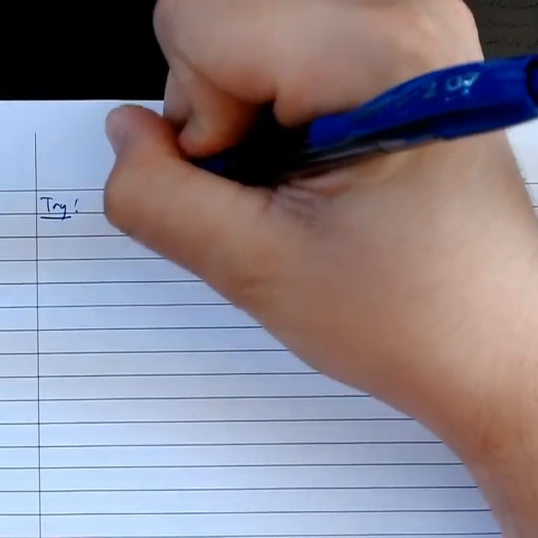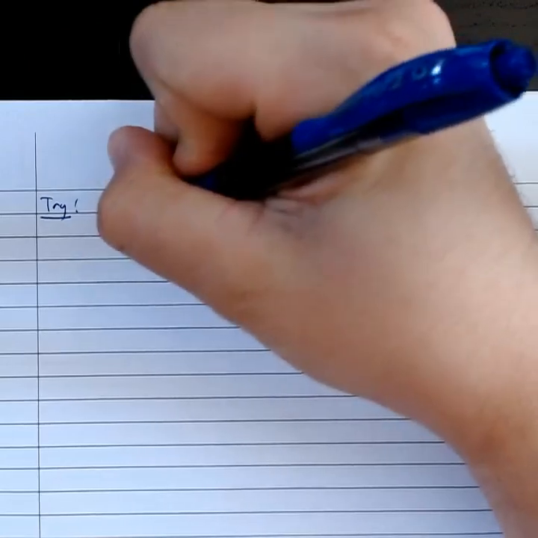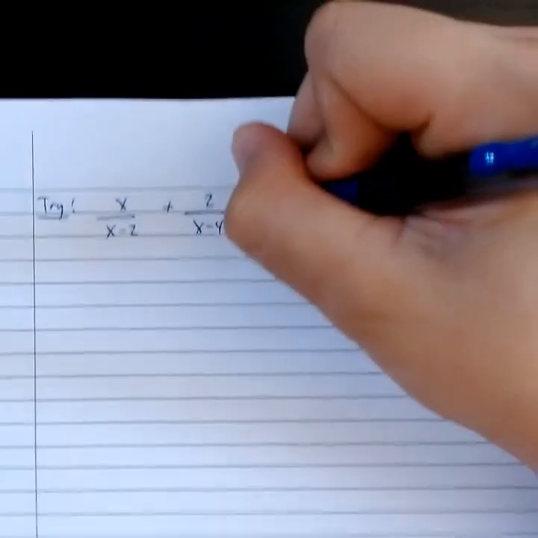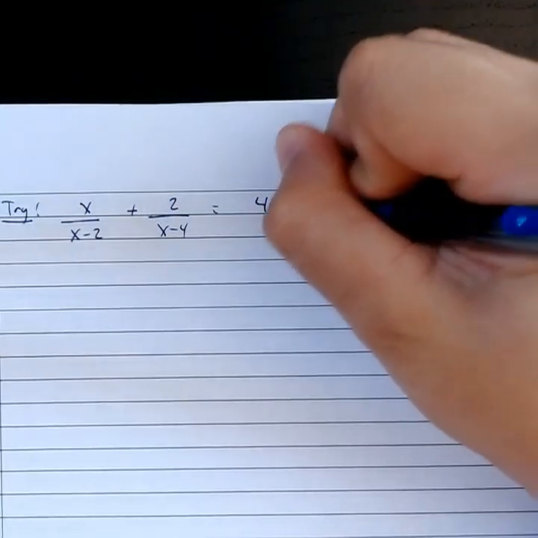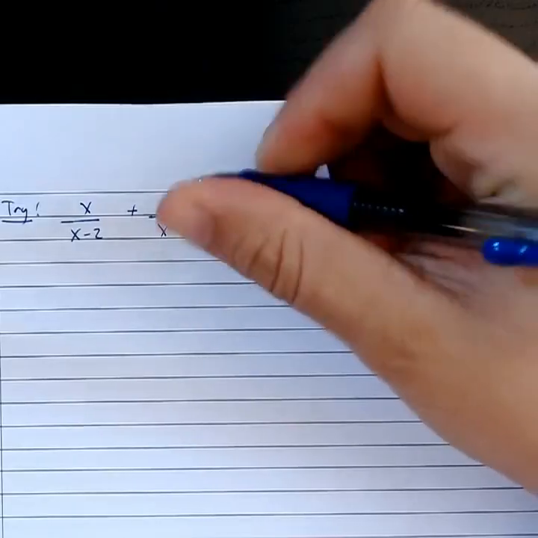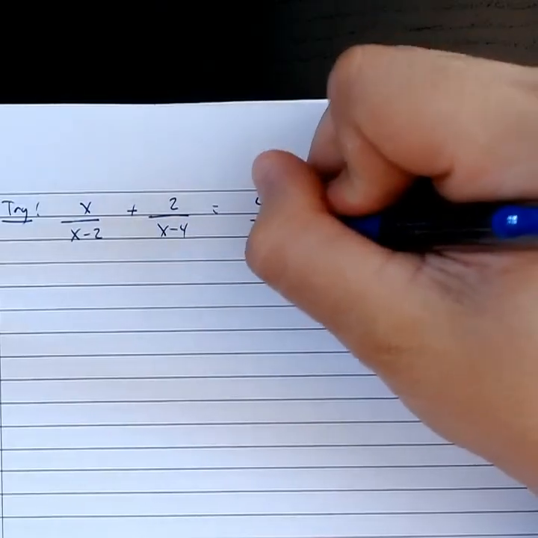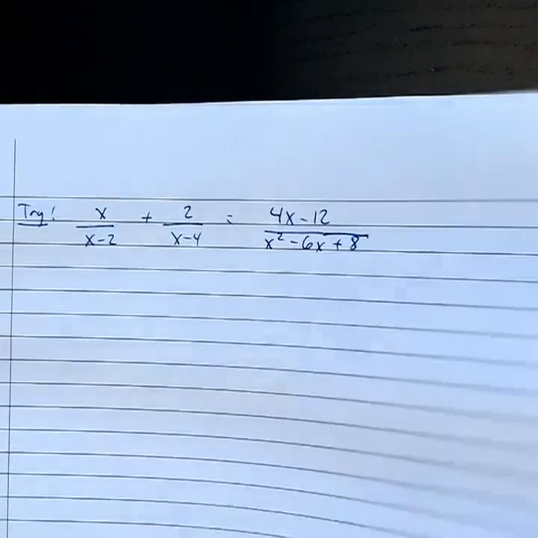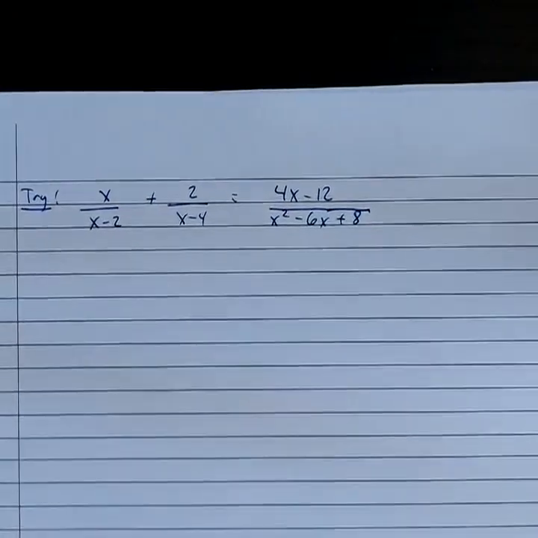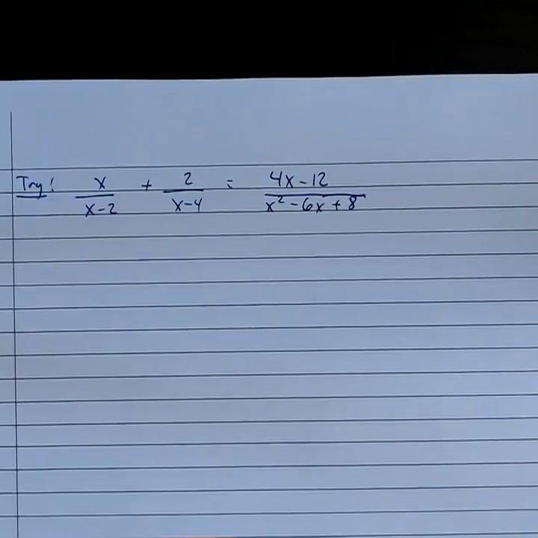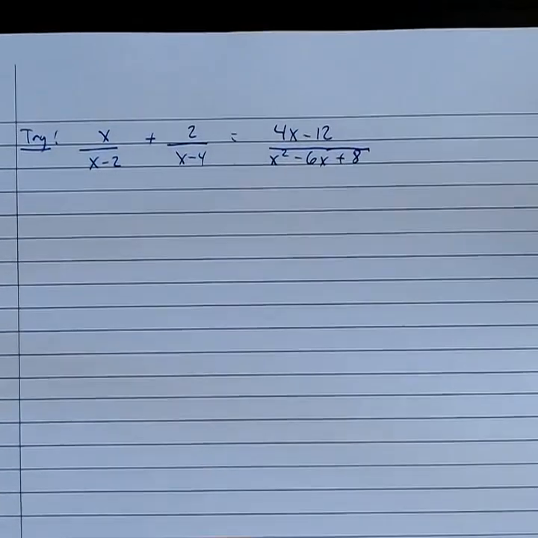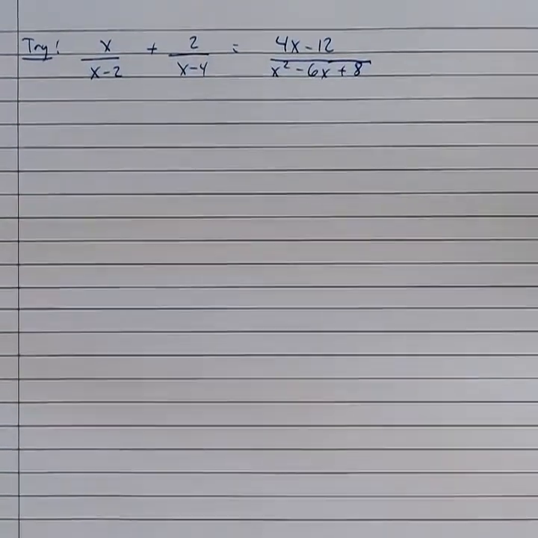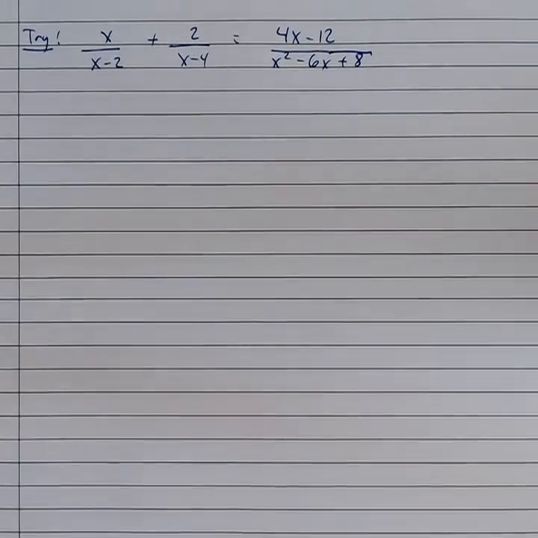All right, let's go ahead and try x over x minus 2 plus 2 over x minus 4 equals 4x minus 12 over x squared minus 6x plus 8. Just like that. Go ahead and pause the video and give this a try. Find whatever solutions you can find, and don't forget to check. In the end, just because you have a solution doesn't mean it's correct. It may be extraneous. Once you have your solution or solutions, go ahead and unpause the video and we'll go through it together.